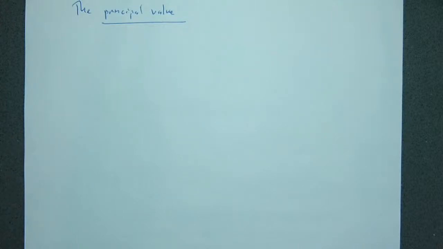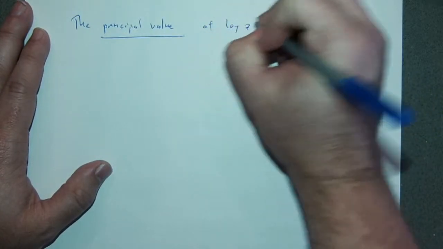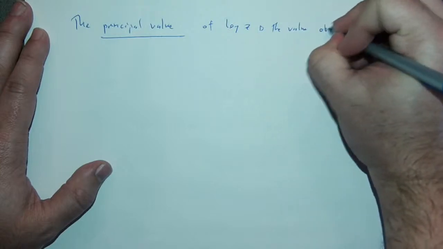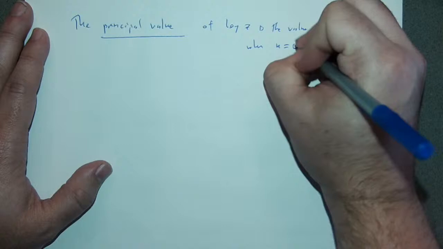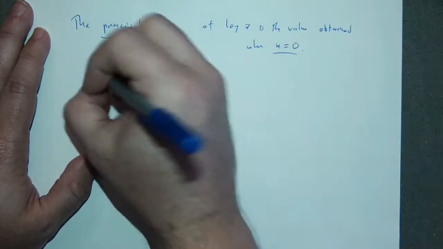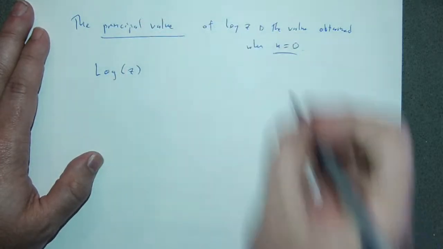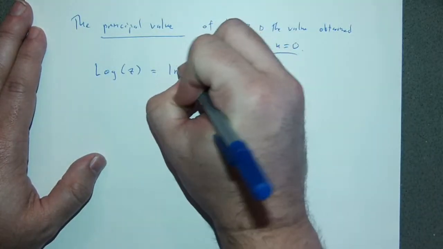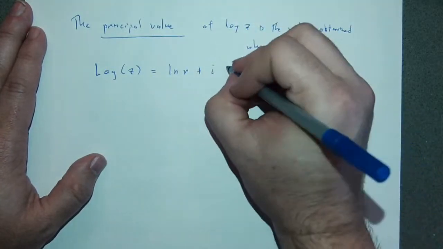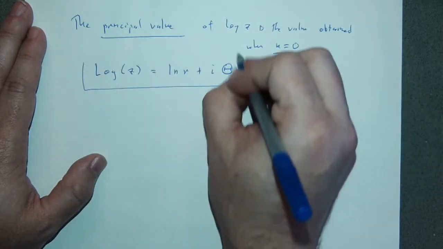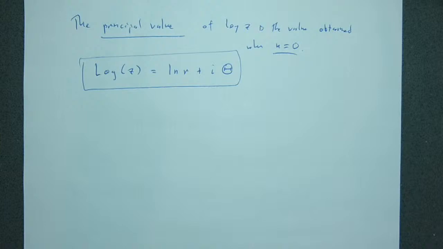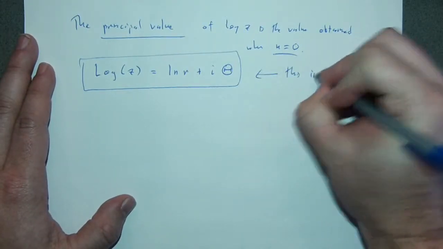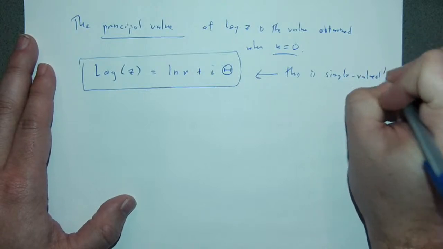The principal value, which we're eventually going to call the principal branch of this log function. So the principal value of log z is the value obtained when n is equal to 0. And we call this Log z, with a capital L. So capital Log z is equal to the natural log of r plus I times the principal argument theta here. Note, this is single valued. This is not a multi-valued function. This is single valued.